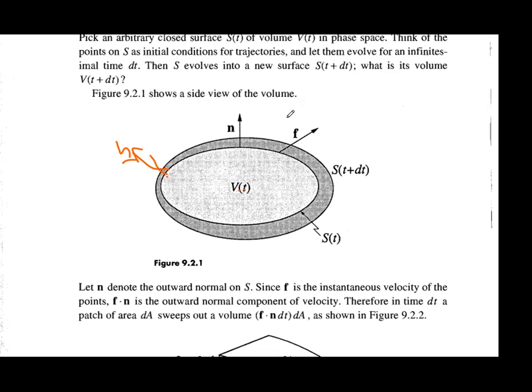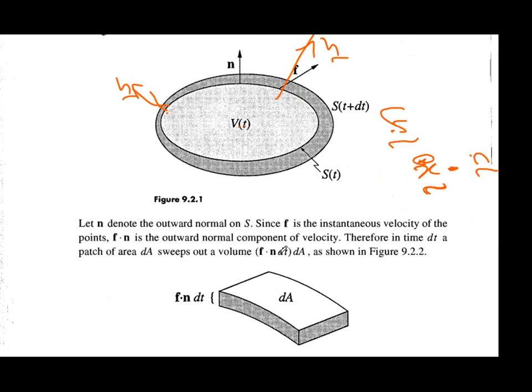And how do you find the normal velocity component? You have to take the dot product with n. Then you get the normal outward velocity component, which is the vector field f dotted with the normal, f dot n.